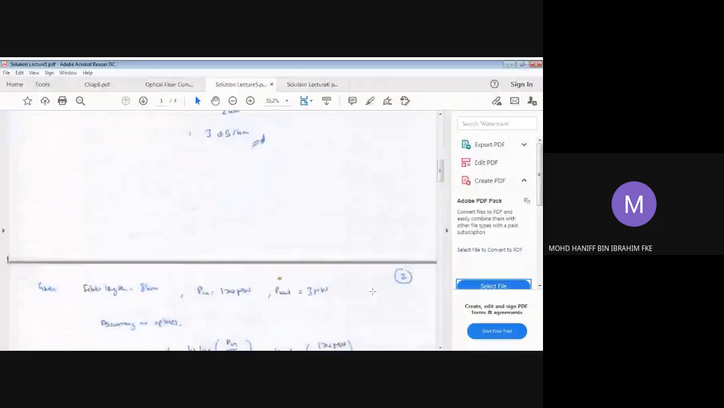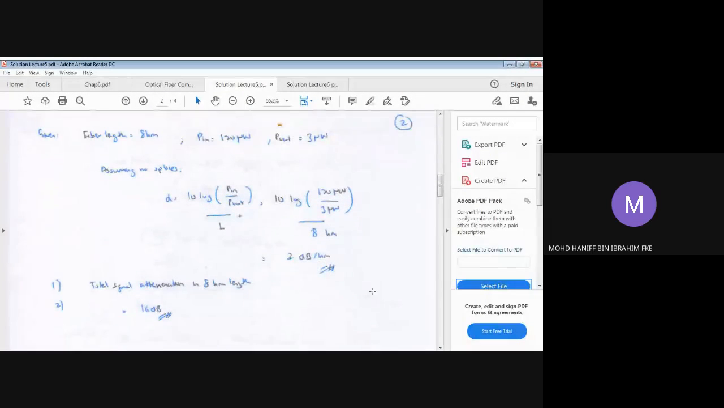Okay, the solution from the previous question. We have an 8 kilometer fiber optic length. The input power is 120 microwatt and the output power is 3 microwatt. For the first case, we assume there are no splices in the structure. So we can calculate alpha, the coefficient of attenuation: 10 log of input power 120 microwatt over output power 3 microwatt, over the length of 8 kilometers. From this calculation, alpha is 2 dB per kilometer. That is the attenuation coefficient for this fiber.